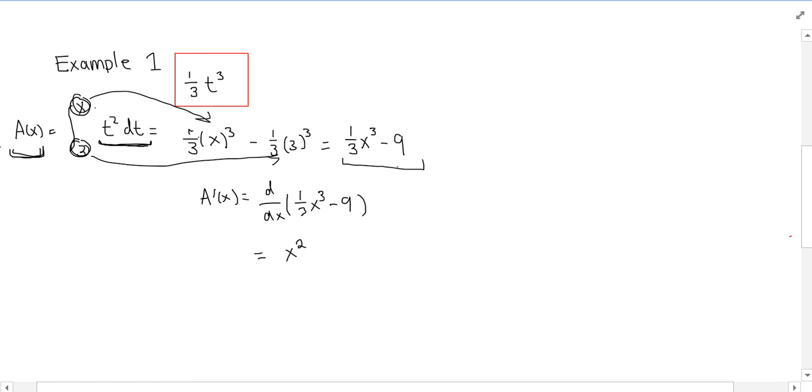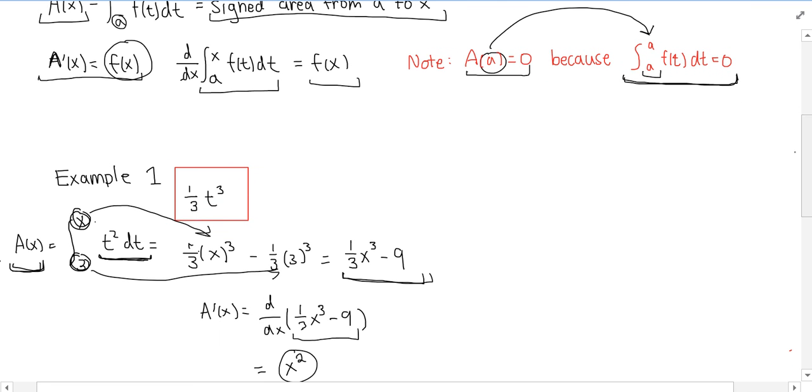And to find the original function, we simply find the derivative of our area function as we just calculated here. So we find the derivative of 1/3 x to the power of 3 minus 9, and it comes to x squared. And this does prove that the FTC2 is in fact correct.